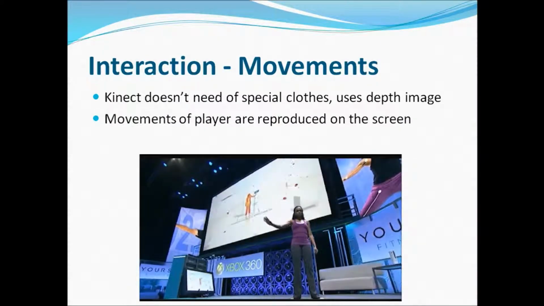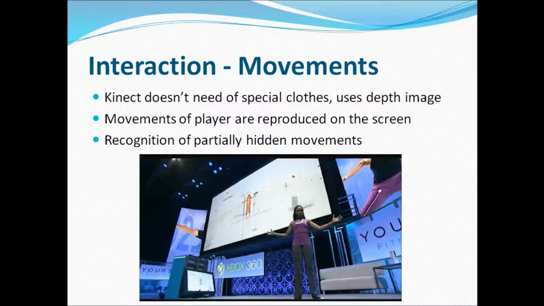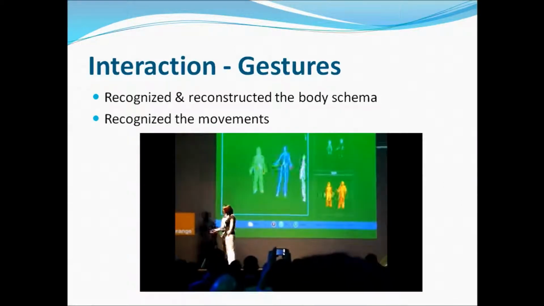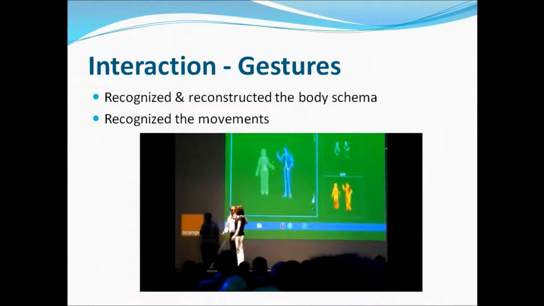The Kinect can also recognize movements when the body is partially hidden. In this case, the device reconstructs the missing part of the body, assuming where the hidden part is, by the position of it when it was visible. Summarizing, with the Kinect technique, first of all it recognizes and reconstructs the body. After that, since the depth image is computed 30 times per second, it recognizes the movements.